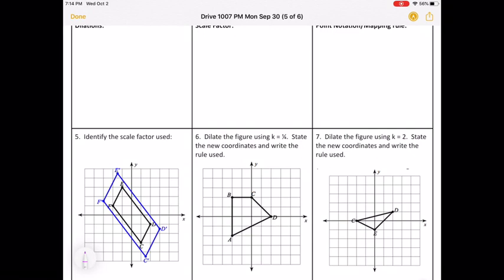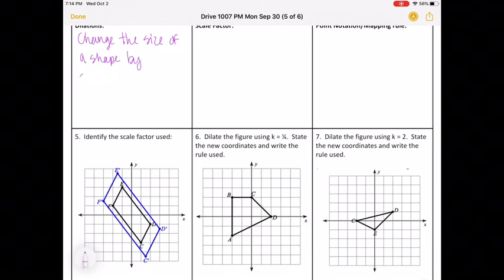So dilations change the size of a shape by stretching or shrinking it.